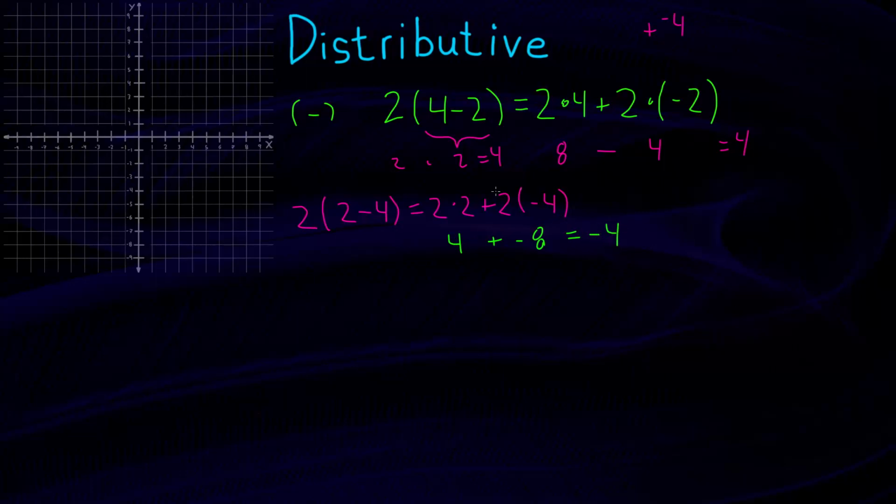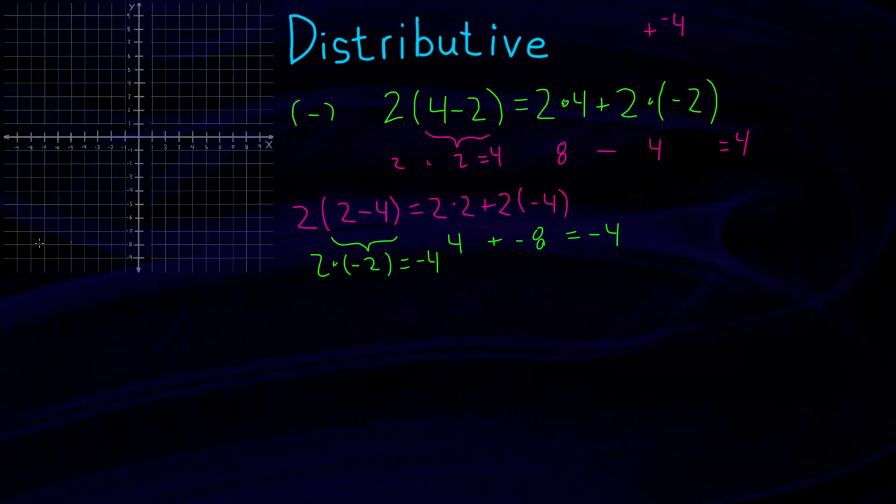All right? Now let's try it over here. 2 minus 4, this portion becomes negative 2. And 2 times negative 2 is also going to get you negative 4. All right? So this is how we can do this with numbers.